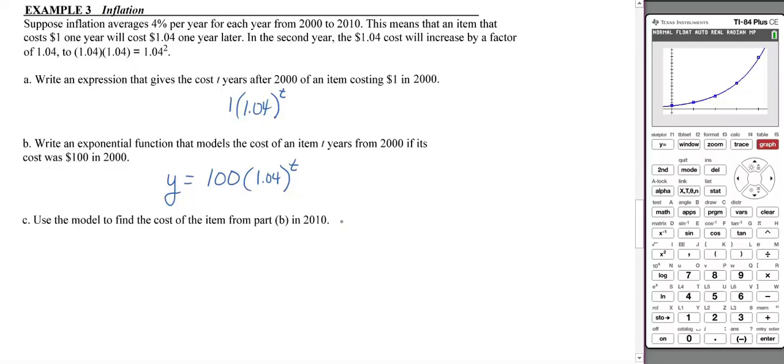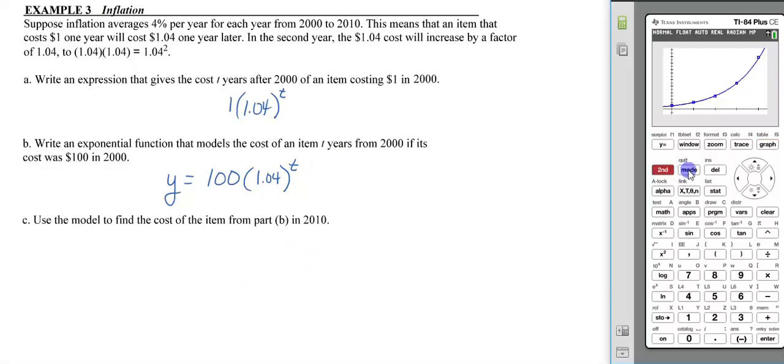That way, in the year 2000, t would be 0. 1.04 to the 0 is 1 times 100. We get that $100 cost in the year 2000. So let's use this model now to find the cost of the item from part B, that $100 item, but see how much it costs in the year 2010. In the year 2010, t will be 10.